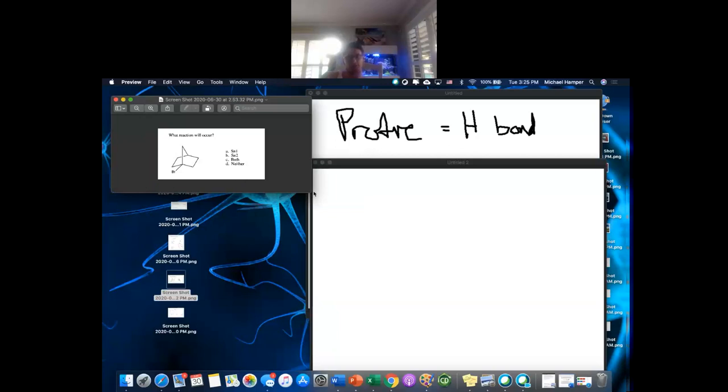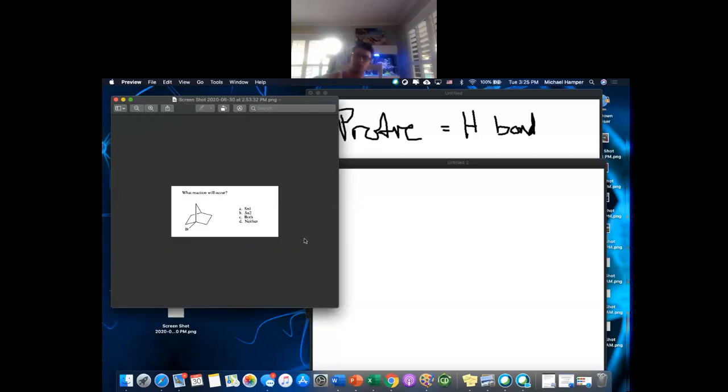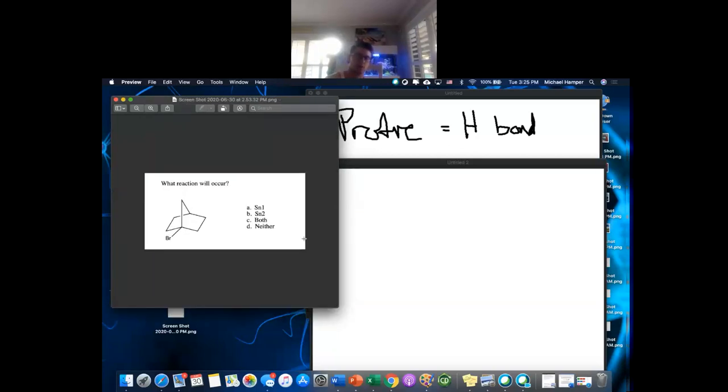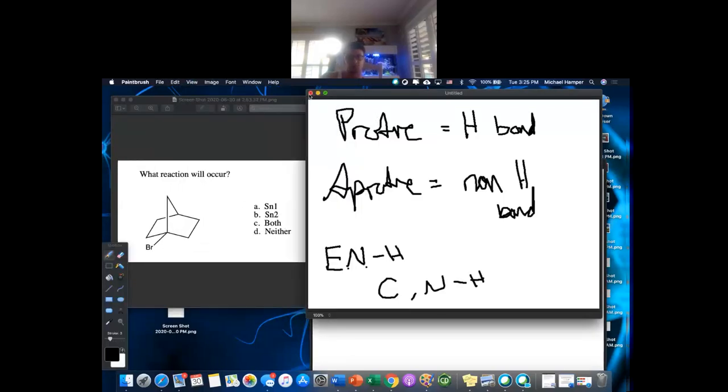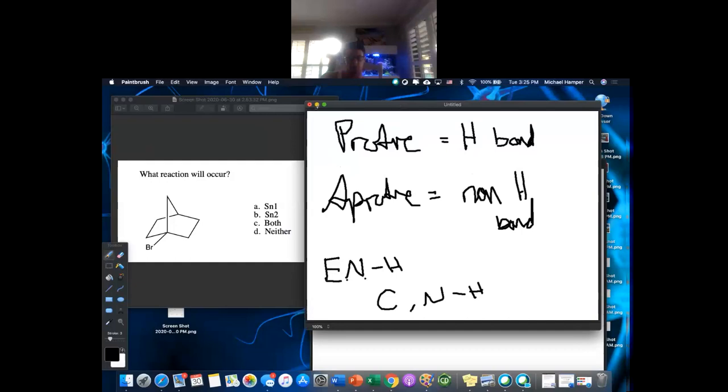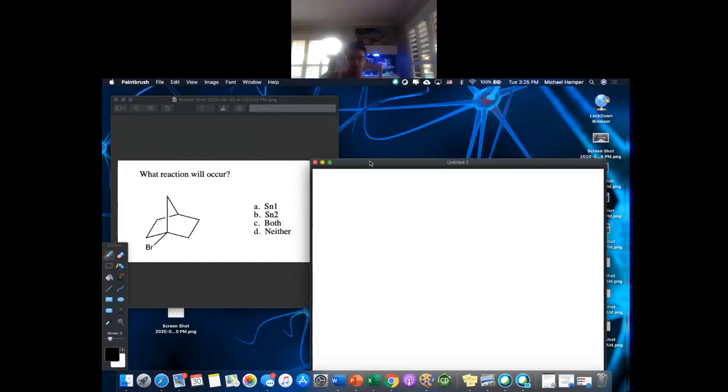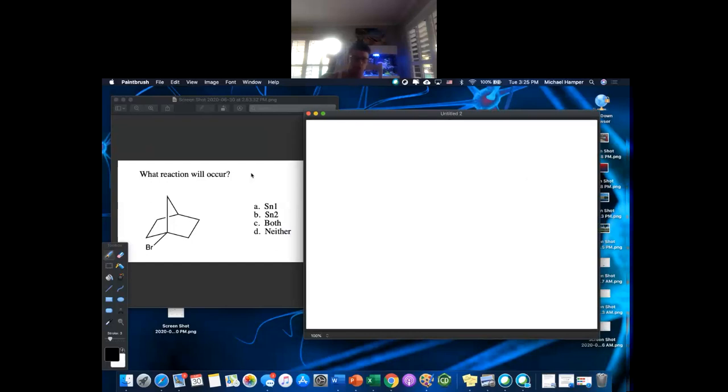Moving along, you guys should know that SN1 and SN2 reactions occur at chiral carbons. So chiral carbons also have a 3D structure. We know that this Br is our leaving group. So which type of reaction, if any, will be occurring? Does anybody think they know?